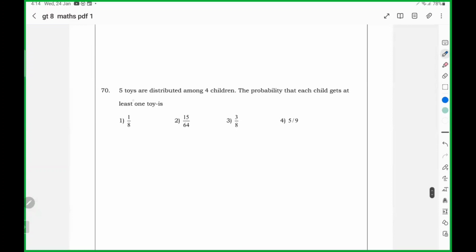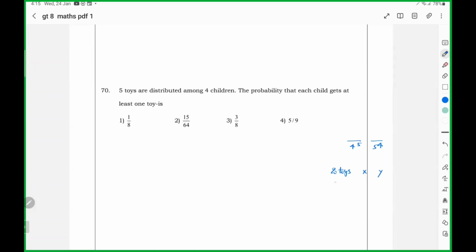In this kind of problem, to write exhaustive cases, many of the children struggle to write the denominator as 4 power 5 or 5 power 4. So whenever you are unable to understand theory type questions, restrict to a lesser number. Instead of 5 toys, you consider 2 toys. So instead of 4 children, you consider 2 children.